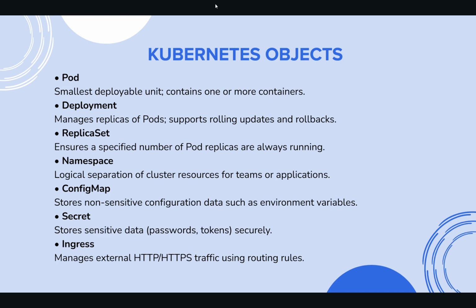Then config maps. Config maps store configuration data such as environment variables that are not sensitive. Then secrets. Secrets store confidential information like passwords and tokens securely. Then ingress. Ingress manages external access to services using HTTP or HTTPS. It provides routing rules and helps expose multiple services under one domain.